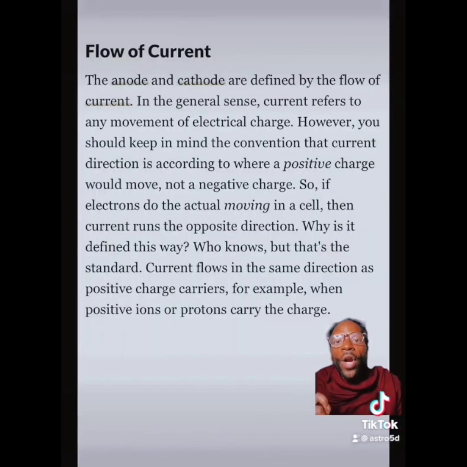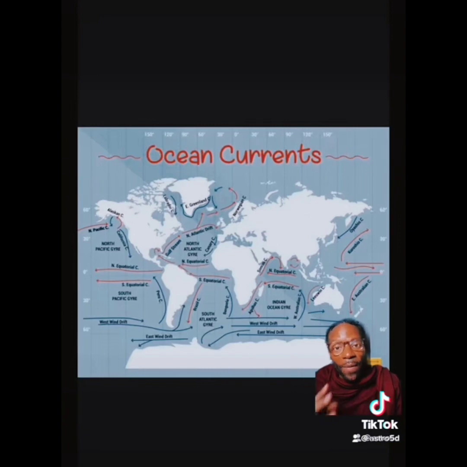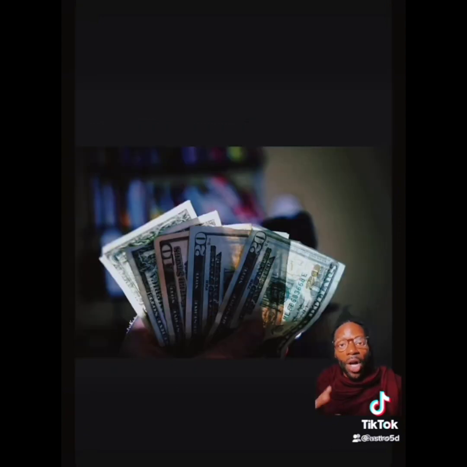The flow of current. The anode and cathode are defined by the flow of current. In a general sense, current refers to any movement of electrical charge. Current flows in the same direction as positive charge carriers. For example, when positive ions or protons carry the charge. This is where we get ocean currents, or current C.